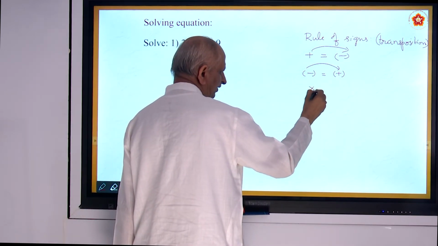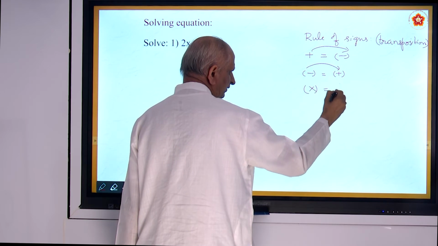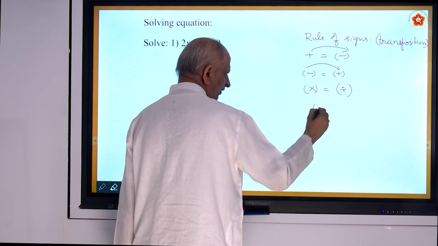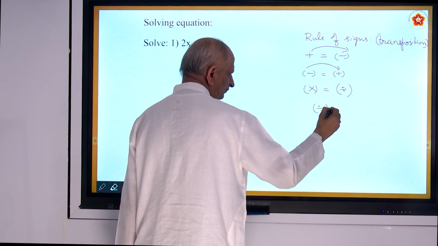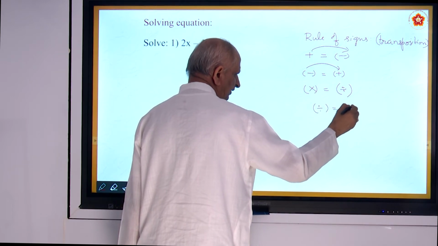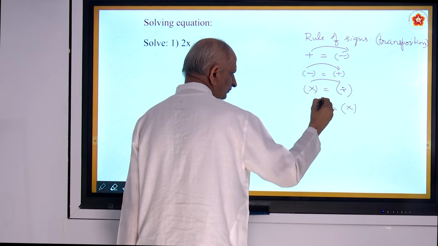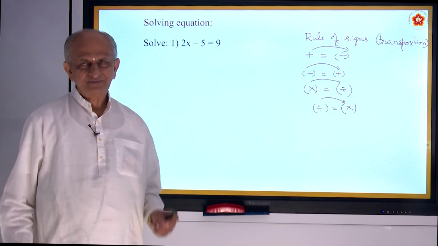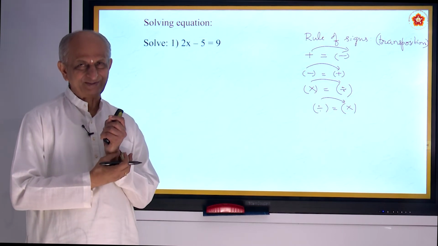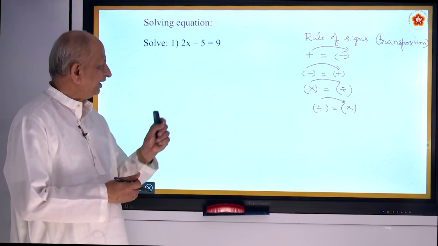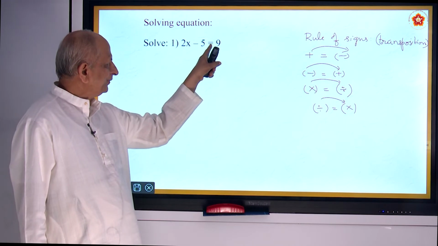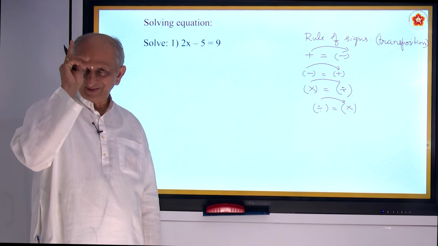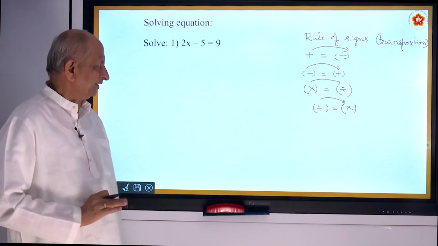Suppose you have multiplication here. Come on, what do you get? Yes, it becomes divided. Suppose you have division here, it becomes multiplied. That is called the rule of signs for solving the equation. Why is it called an equation? There is the equality sign. Are you following? The equality sign is there, so we call it an equation.